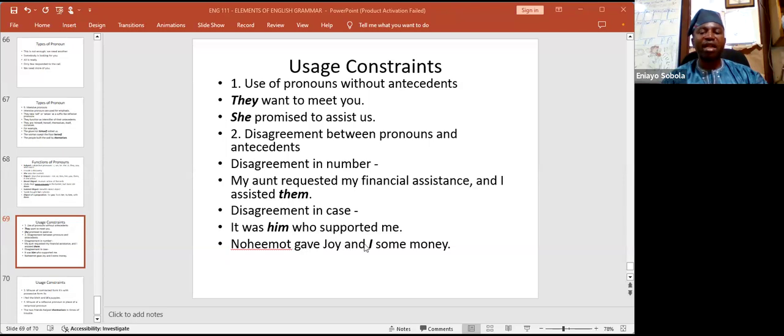Noimot gave Joy and I some money. I cannot be here because I is a subjective pronoun. Noimot is the subject. Gave is the verb. Joy and me should be the object. Gave Joy and me. So in this place, we realize that a subjective pronoun is used in place of the objective pronoun.